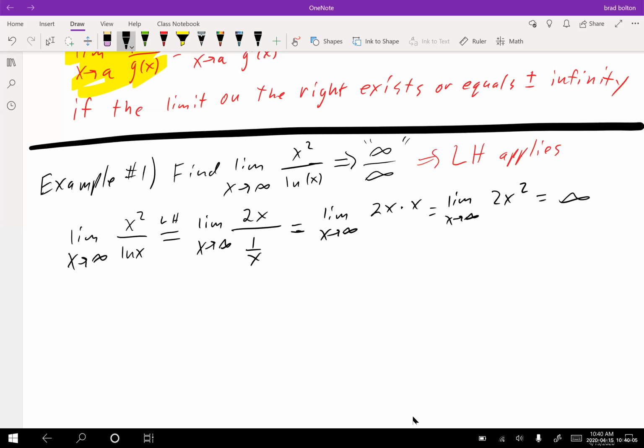And notice I did not do the quotient rule. We're not doing the quotient rule on x squared and ln of x. We're taking the derivative of each of them as separate entities, as separate problems, okay? So that's our first example of L'Hopital's, okay? So let's take another one.